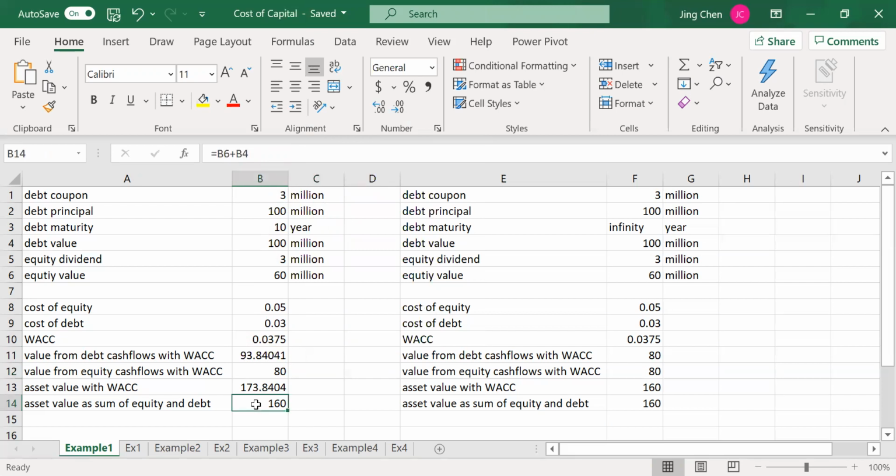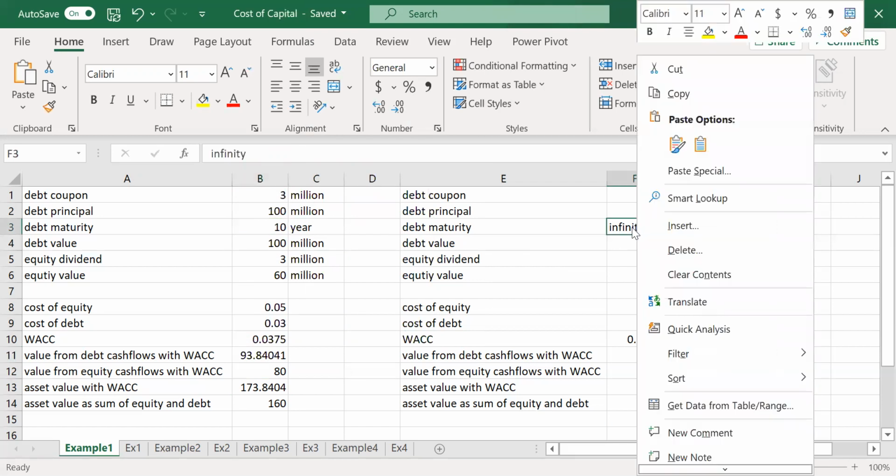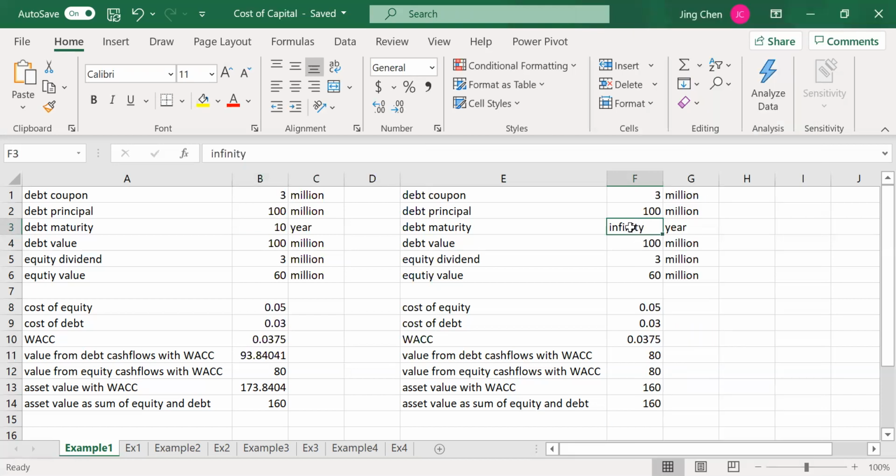But the sum of asset values, the equity and debt, is 100 plus 60, which is 160 million. So you see, these two values are different, right? The two values are different. So what can we do? The way to resolve it is, instead of saying this is debt maturing in 10 years, we keep rolling over the debt to infinity, okay?